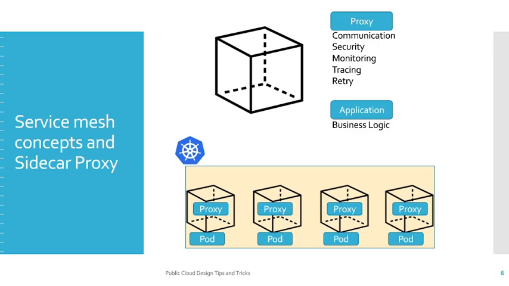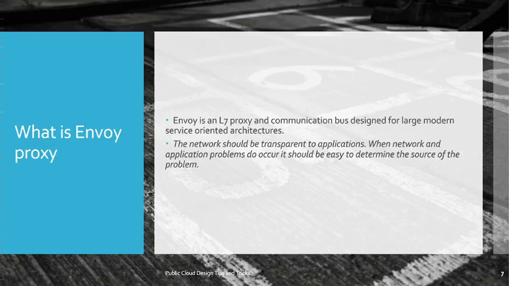This is the fundamental. Now let's try to understand what a proxy is, and in this case we are talking about Envoy proxy. Envoy is a layer 7 proxy and communication bus designed for large modern service-oriented architecture.